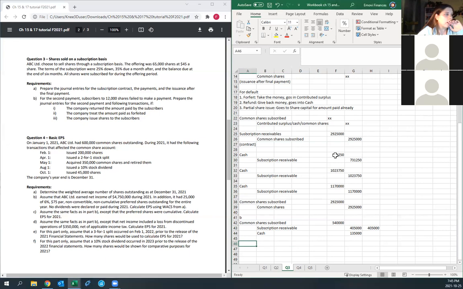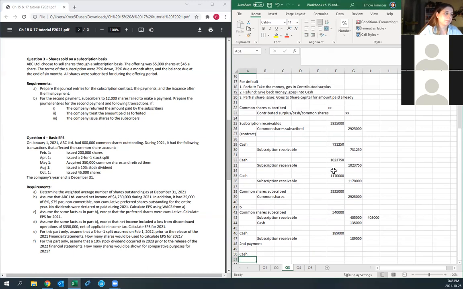And then for the following transaction, you're going to have your second payment. So this is going to be cash, subscription receivable, and then it's going to be your 12,000 divided by 65,000 times your amount for your second payment. Just going to put here second payment. Then you have your third payment.